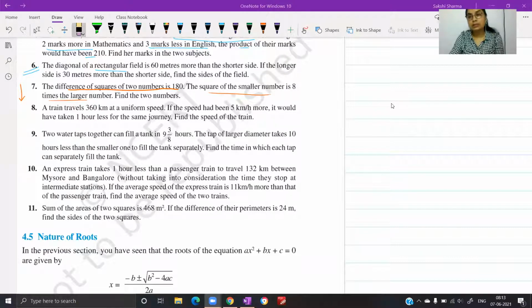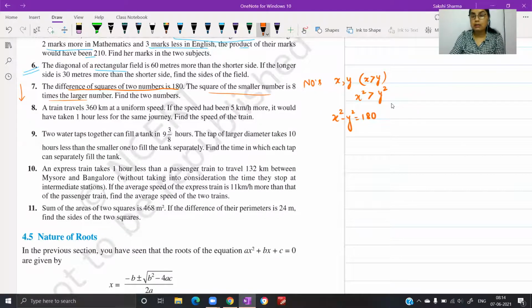I am going to write this down with the help of two variables. So if I assume the numbers as x and y, let us say the numbers are x and y, out of which x is greater than y. The difference of their squares is 180. If x is greater than y, obviously x square will be greater than y square. So x square minus y square is given as 180.